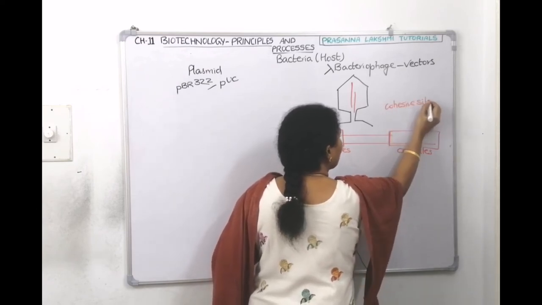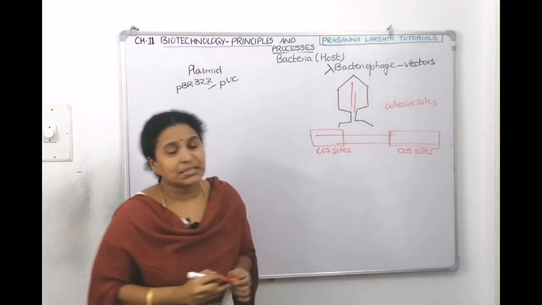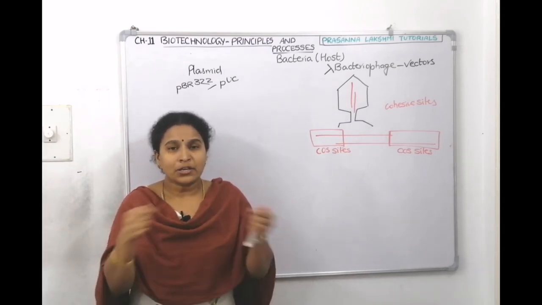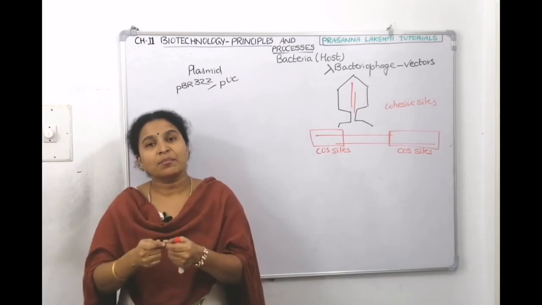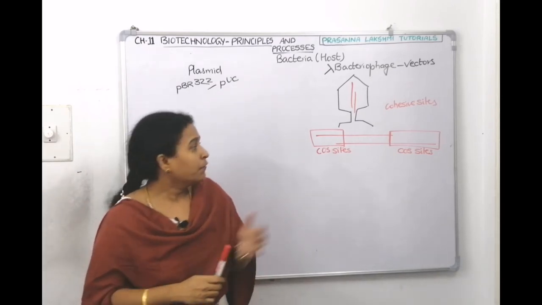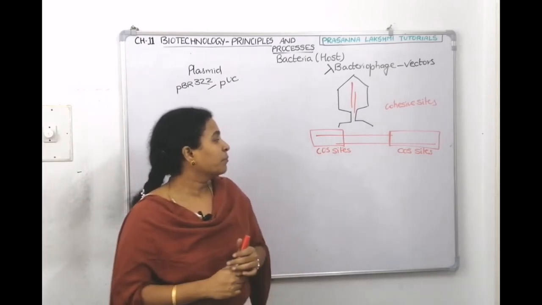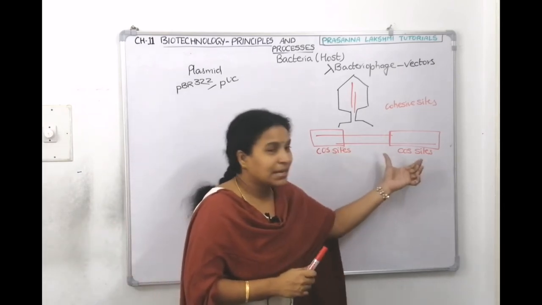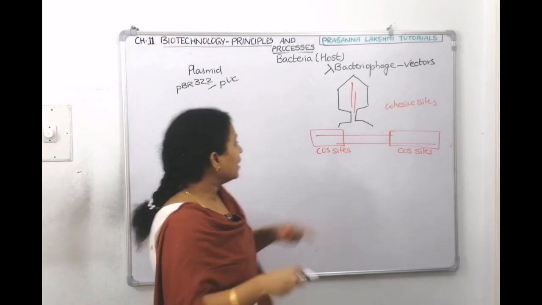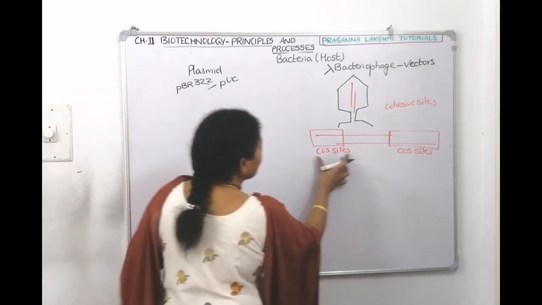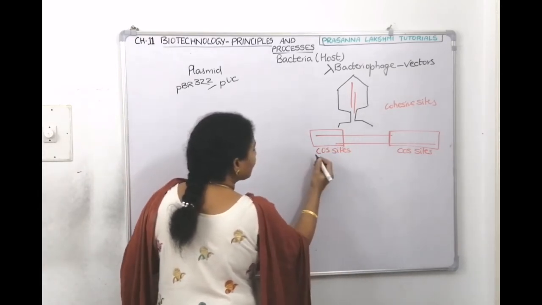Cos stands for cohesive sites. These sites are required for cohesion, joining. When they go into the bacteria, they will join among themselves and become circular. For that, these cohesive ends are required. And this end contains the genes which are required for the viral DNA replication. So, this DNA and this DNA, what are they required?